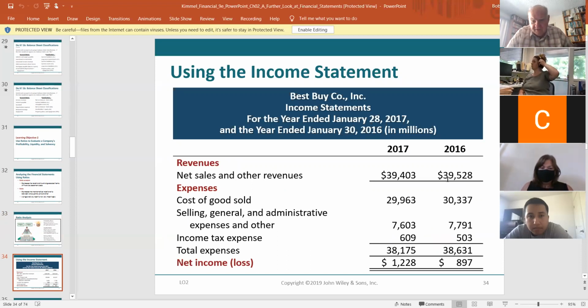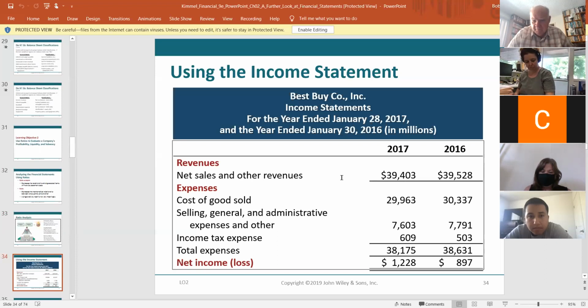Well, let's see here. Our sales in 16 were 39.5. Our sales remained pretty much the same. Nothing much happened there. We had cost of goods sold, which is a big expense. That went down, which you would expect if you're selling a little bit less. But look at our total expenses. They pretty much stayed the same. So we had a little better year in 2017, not because we sold anything, but because we controlled our expenses a little bit better.